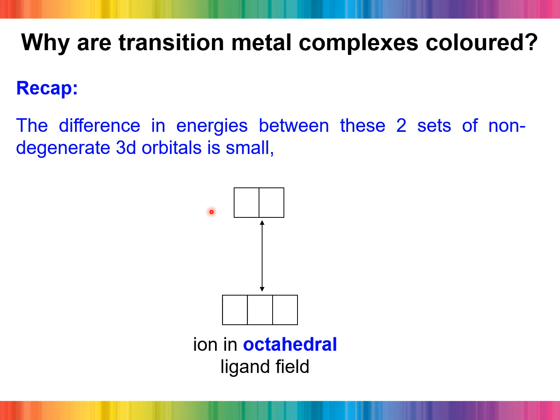Now tell us that the difference in energies between the two sets of non-degenerate 3d orbitals is small. Non-degenerate means they are of different energy levels, by the way. And this energy gap is small. The difference in energies between these two sets is small, like this.